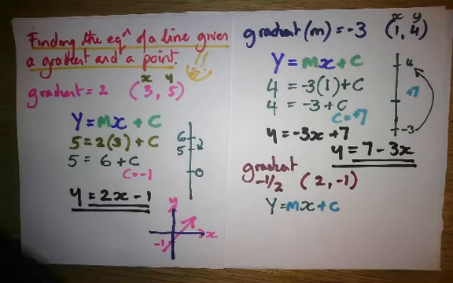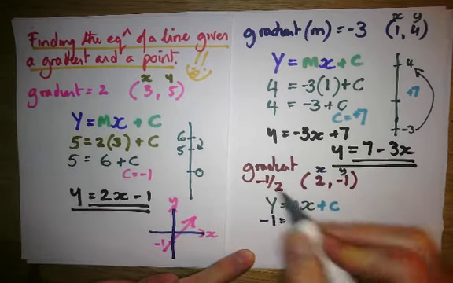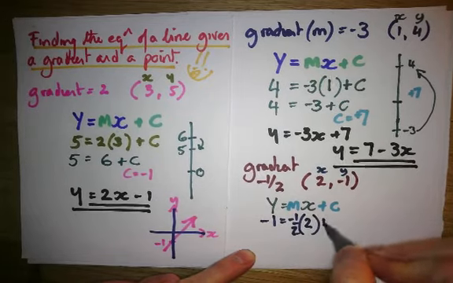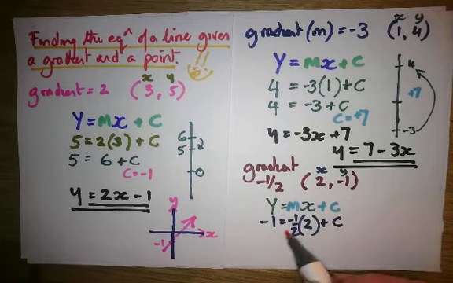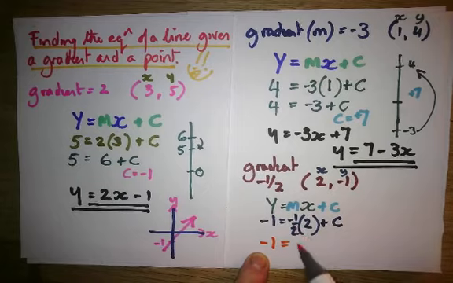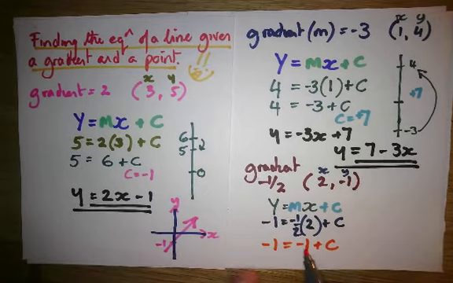So here we go. Fill in what you know. I can see here that y is minus 1. My gradient is negative half. My x value is 2, plus c. So it looks quite confusing, so I have to be very careful what I do here. Because when you're dealing with minuses, you have to be very, very careful. Minus a half of 2 is minus 1, so it's minus 1 plus c.